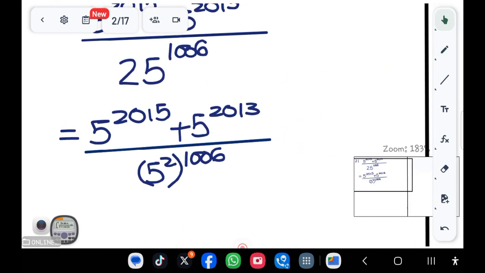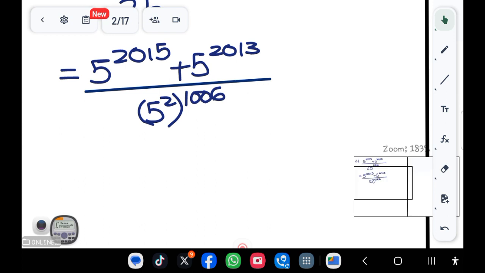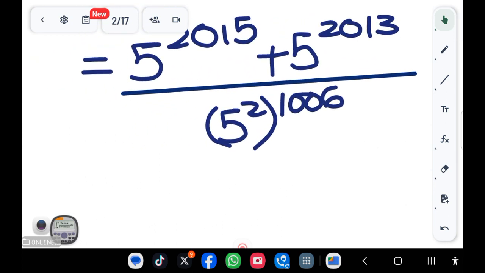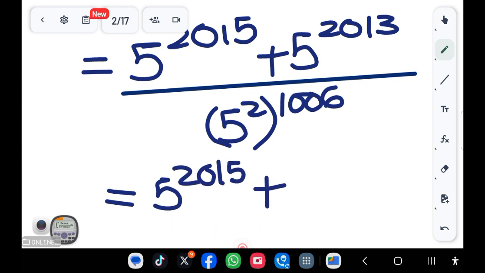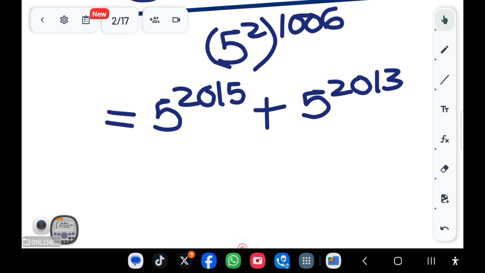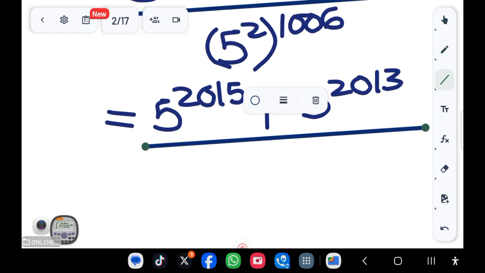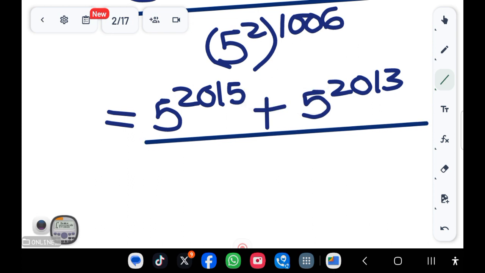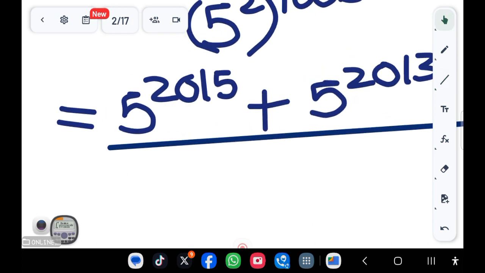And you will notice that then these two multiply out. So when you raise a power to another power, you basically multiply the exponents together. So that is 5 to the power of 2015. It does not change for now, and that becomes 5 to the power of 2013. For now, we change nothing. Now what we change is the bottom, which then becomes 5 to the power of 2 times 1006, that is 2012. So that becomes 5 to the power of 2012.